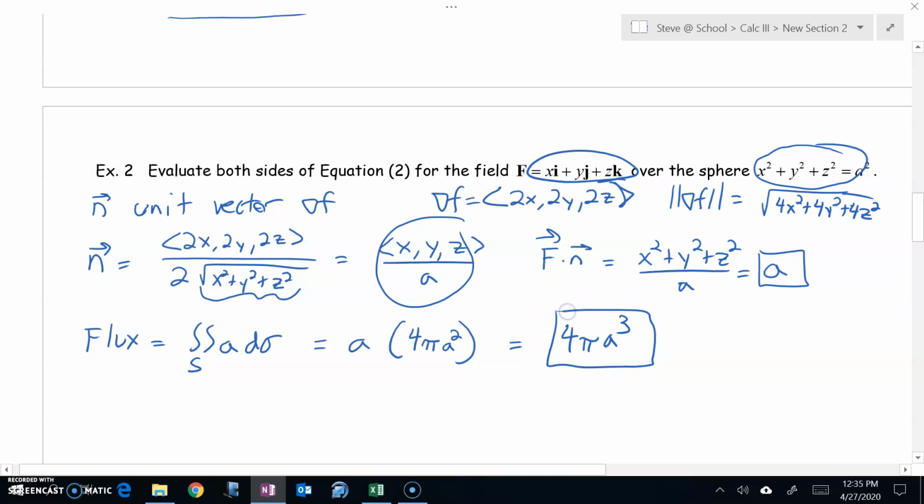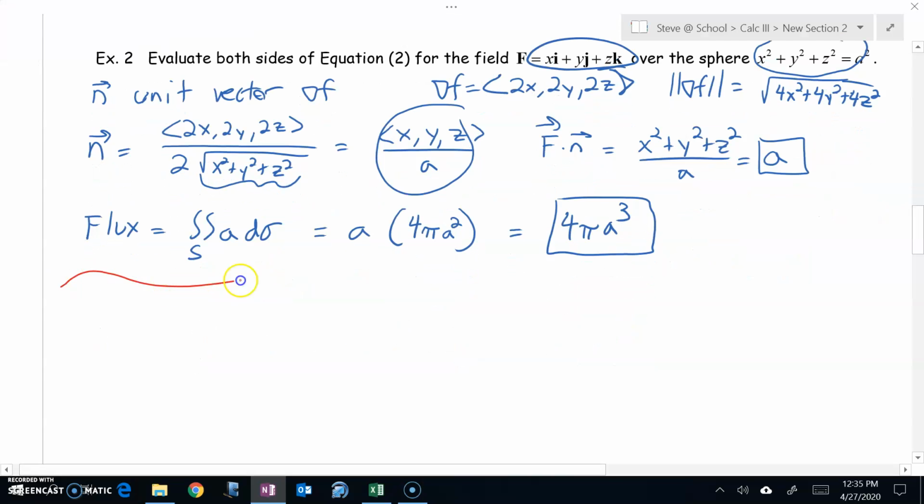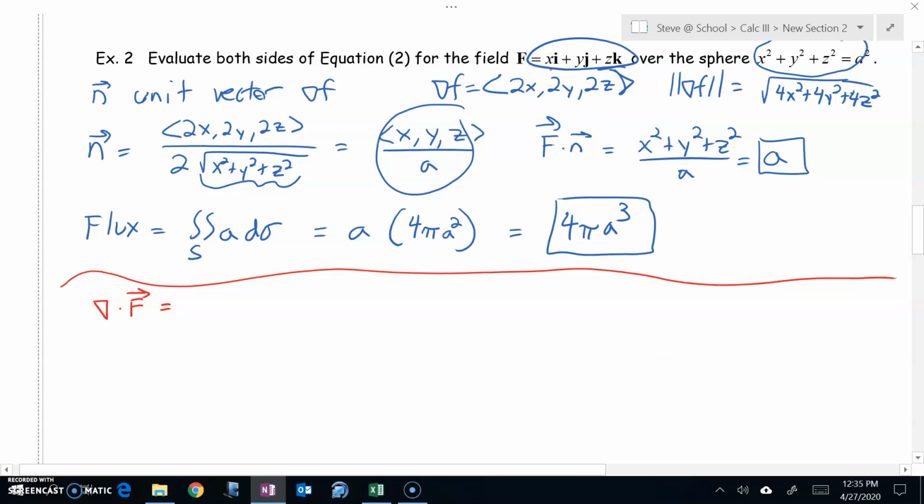Alright, now let's try it using the other new method without doing all this crazy work. This is how easy the divergence theorem is. You find out what the divergence is. So if the field is x, the derivative of x with respect to x is 1, plus the derivative of y with respect to y is 1, plus the derivative of z with respect to z is 1. So the divergence is 3. So the flux is also equal to the triple integral over the domain of the divergence, and then the volume over that region.